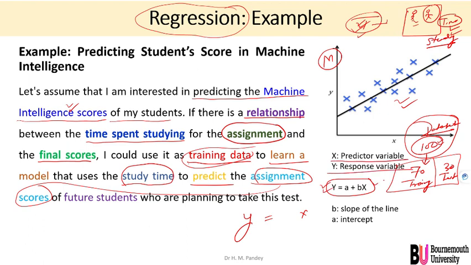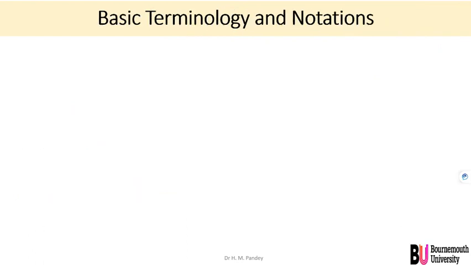So using this standard regression formula, you can predict the performance of a student using the regression technique. Your model will be trained using this equation, this formula, to predict the performance of a student in the machine intelligence unit. So this is what the regression technique will do.